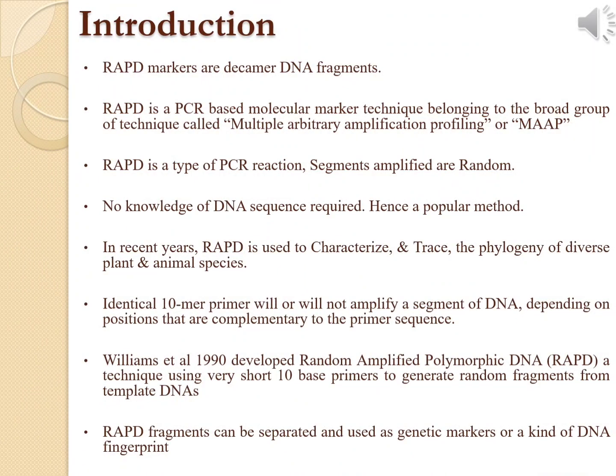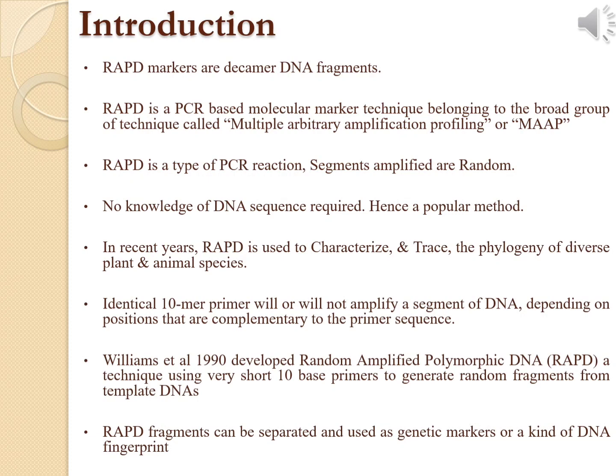Now, what is RAPD and when do we need RAPD? RAPD or Random Amplified Polymorphic DNA is usually found in the plural as RAPDs, which is often pronounced as rapids, partly because it is a quick way to get a lot of information about the genes of an organism under investigation. It is a polymerase chain reaction based molecular marker technique belonging to the broad group of techniques called Multiple Arbitrary Amplification Profiling or MAAP.